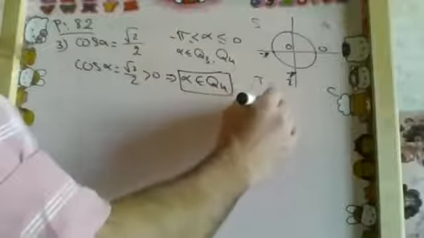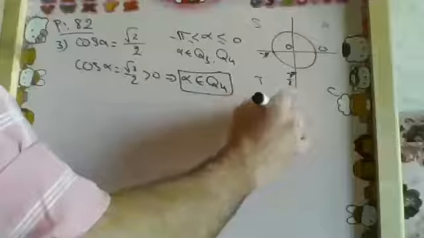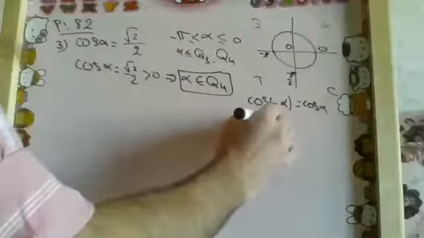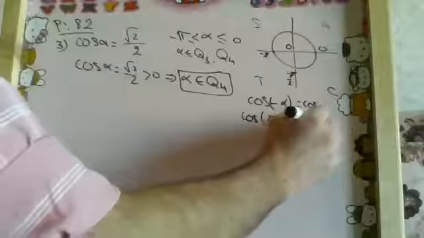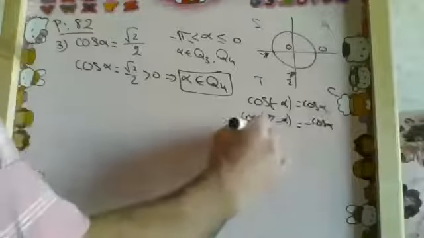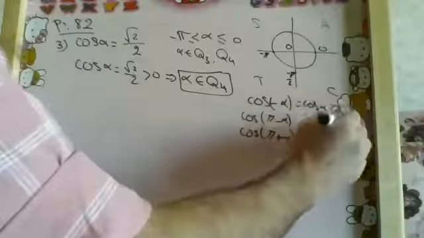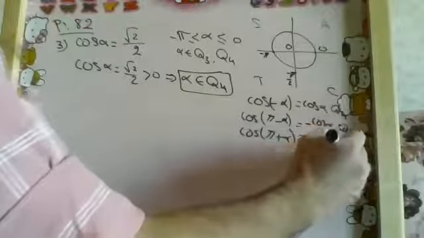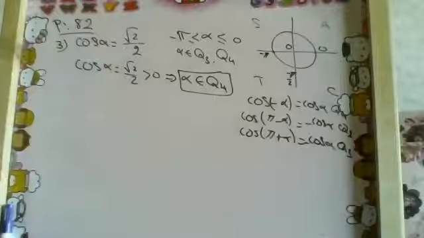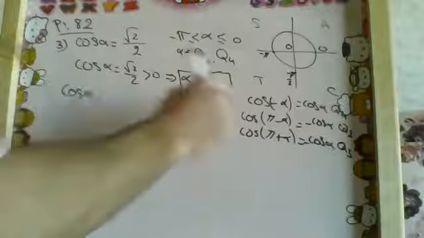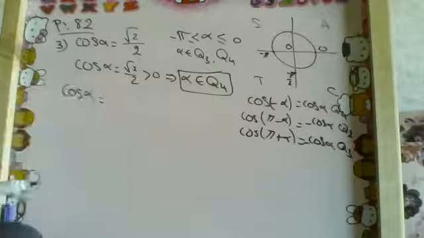What about the rules for cosine? You have cosine of negative alpha equal to cosine alpha. Cosine of pi minus alpha equals negative cosine alpha. And cosine of pi plus alpha is also equal to negative cosine alpha. This one is in quadrant 4, quadrant 2, quadrant 3. So which rule are we going to apply? The first one: cosine of minus alpha is equal to cosine alpha.